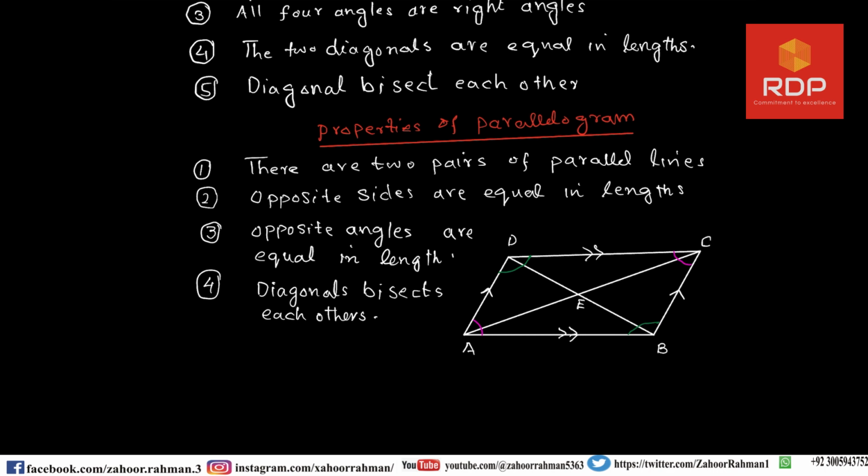Now the fourth property is diagonals bisect each other. That is also the same as the rectangle. One diagonal will bisect the other diagonal into equal lengths. So this is also a property of a rectangle as well.